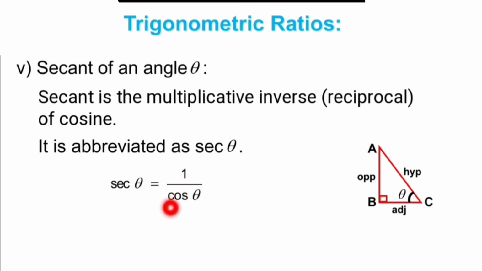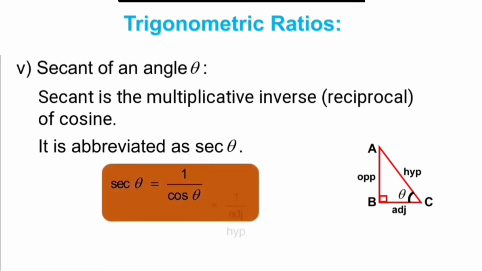Children, how do we define cos theta? Yes, it is defined as adjacent side by hypotenuse. So, it can be written as 1 whole by adjacent by hypotenuse. Now let us take the reciprocal of it. Then we get sec theta or secant theta is equal to hypotenuse by adjacent.